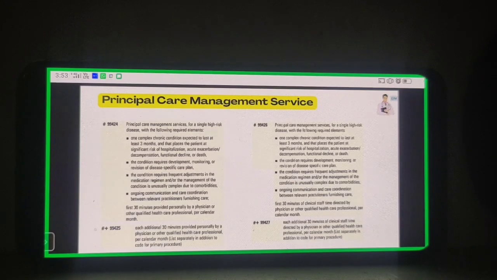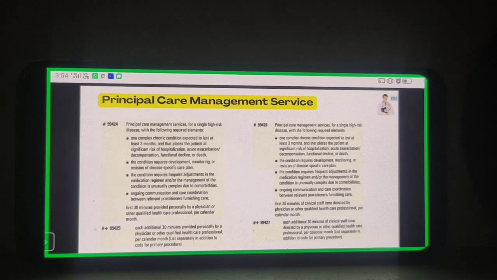First 30 minutes, 99424. Each additional 30 minutes, 99425. If the service is provided by doctors, first 30 minutes is 99424, each additional 30 is 99425. And 99426 and 99427 are for clinical staff. Under the supervision of doctors, clinical staff will provide a service, same like that. First 30 minutes, 99426. Each additional 30 minutes, 99427.